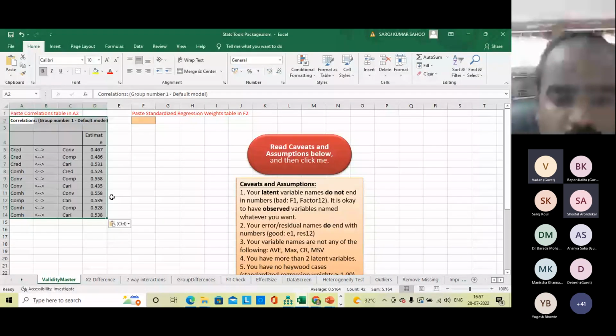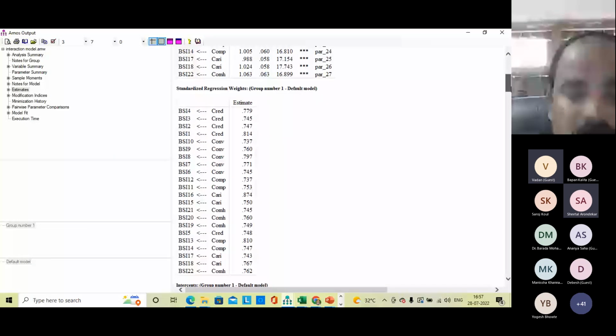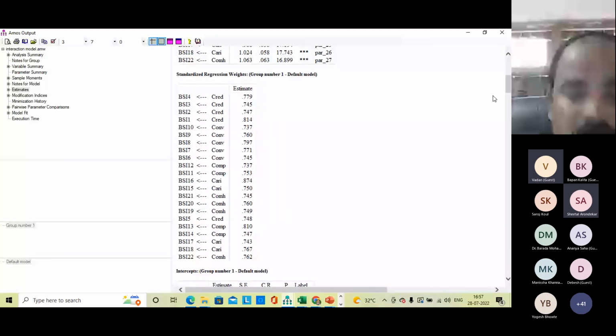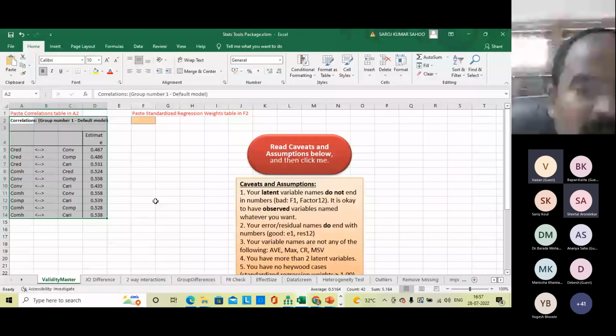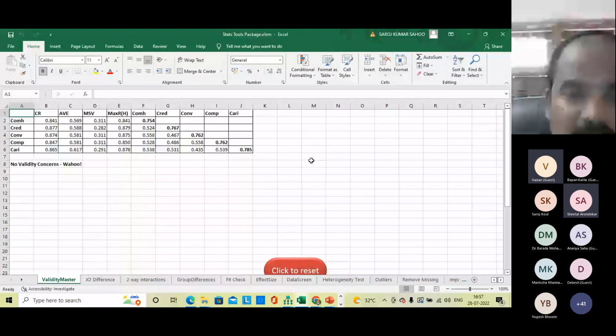Then go to the AMOS output file again, then go to the regression weights and copy them. Then go to the AMOS validity master and paste it in F1. Then simply go to the click me button and click. Now see the magic.